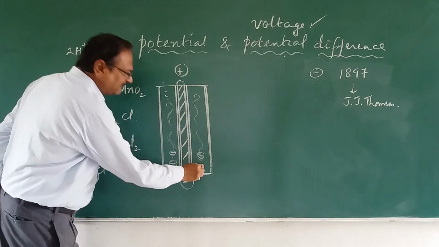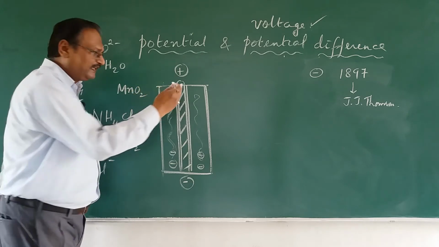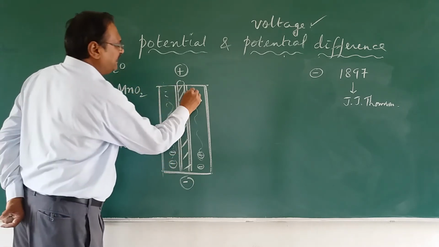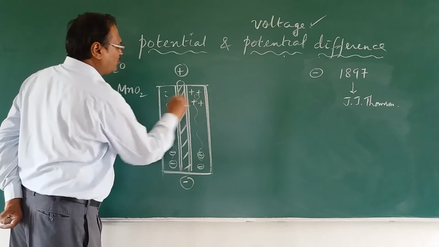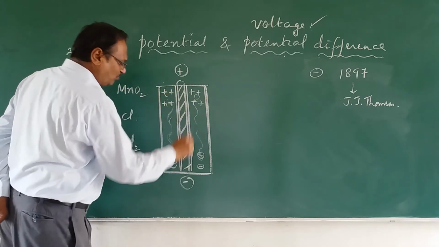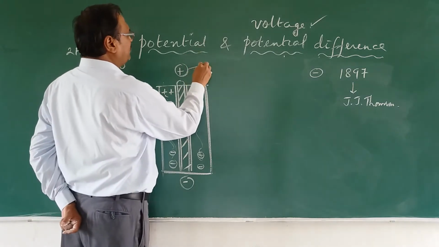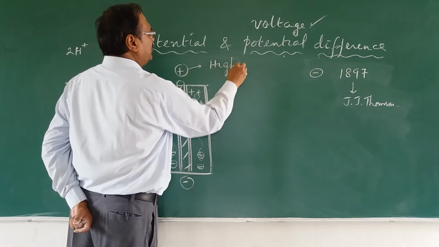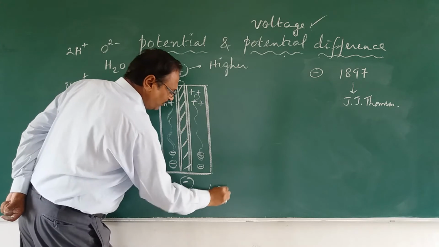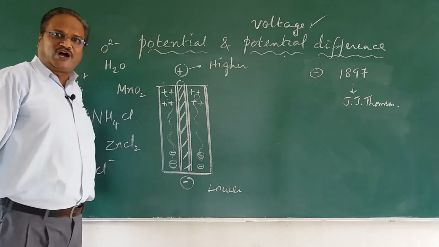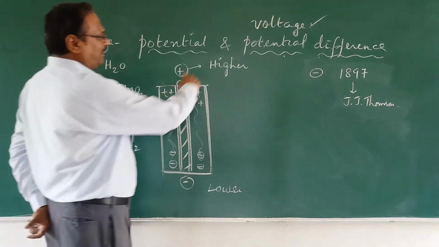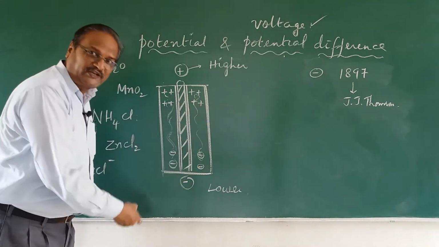More electrons are there. That means, from where did they come? They come from the chemical only. So we can say this part is more positive and this part is more negative. In olden days they said positive is higher potential and negative is lower potential. So how do the electrons flow? They flow from higher potential to lower potential.